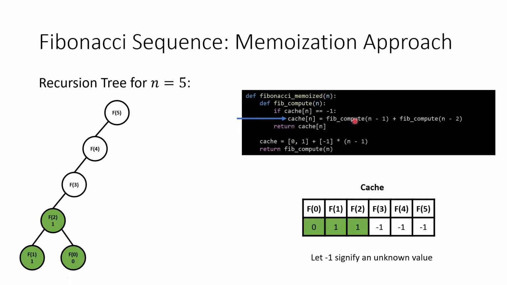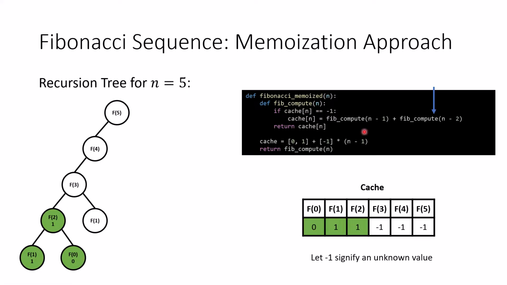Now, I completed these two calls to fib compute. Instead of returning like I did in my recursive approach, I'm just going to set that. I'm going to cache it. So basically store this value into my table as 1. Okay, so f of 2 is 1. I'm going to store it here. Great. Now I go back up a recursive level to f of 3.